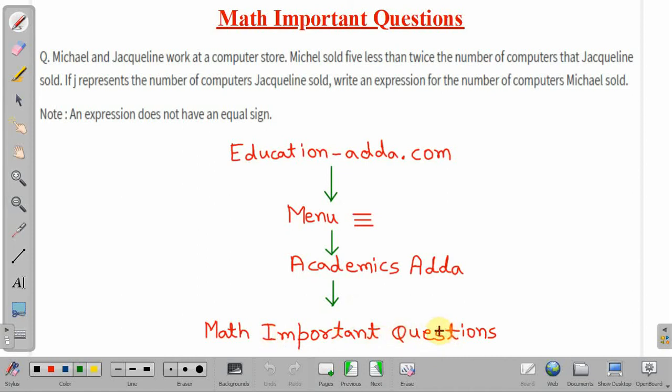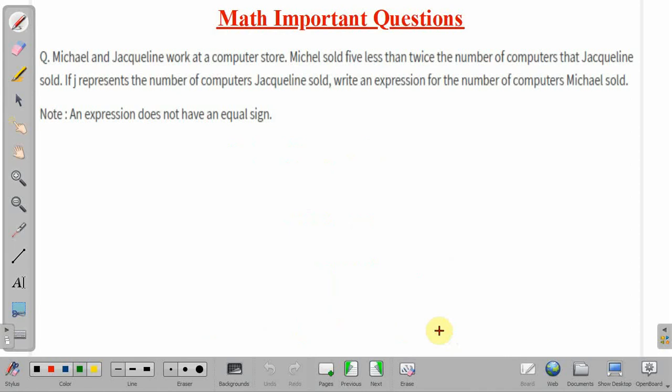Okay friends, so coming back to the question, what is given? See, Michael and Jacqueline work together at a computer store, and it is given that Michael sold five less than twice the number of computers that Jacqueline sold. Okay, and if J represents the number of computers that Jacqueline sold, we have to write an expression for the number of computers sold by Michael.